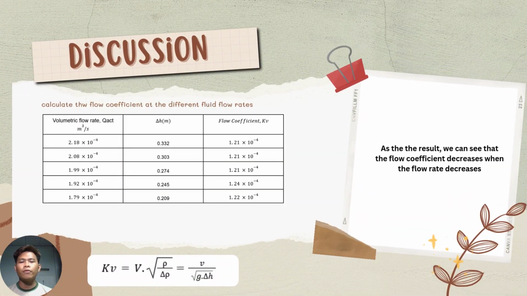Lastly, calculate the flow coefficient at the different fluid flow rate. So we need to use the formula Kv equal to V over square root G delta H. So V is represented by the volumetric rate, and change of height we can find from height static at point 1 minus height static at point 3. So as the result, we can see that the flow coefficient decreases when the flow rate decreases.